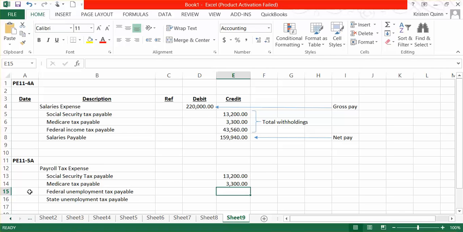For the state unemployment tax, again, $35,000 is subject to this tax, and the rate, they tell us in the problem, is 5.4%. Which means that we pay $1,890 to the state unemployment tax department.